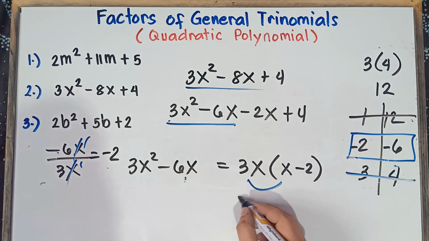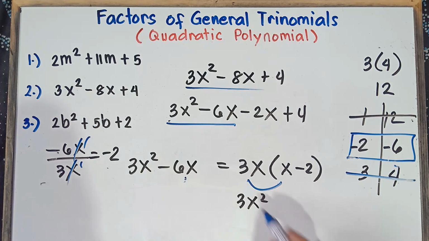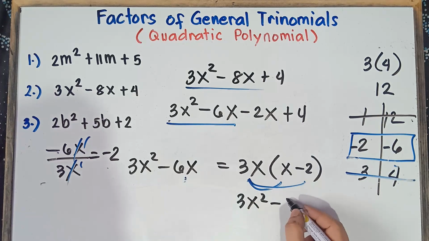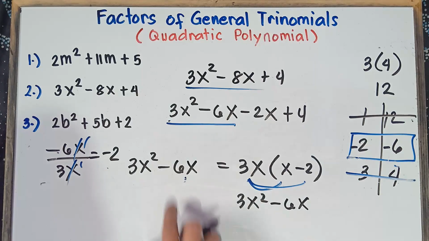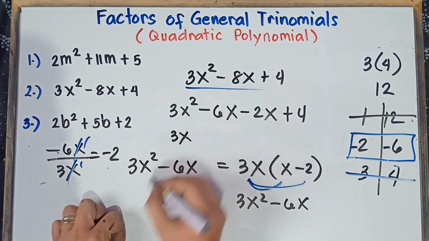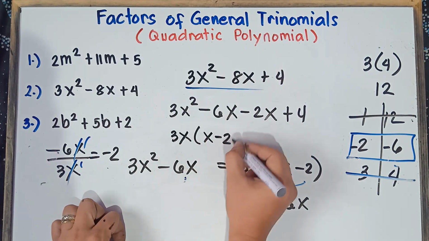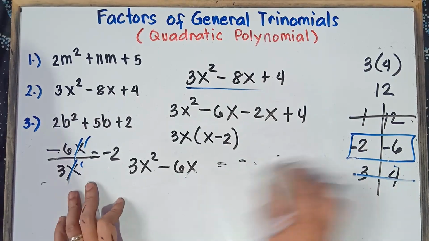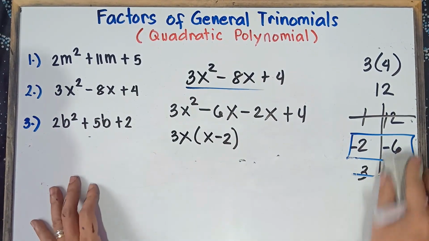3x times x is 3x squared. 3x times negative 2 is negative 6x. Yep, you will have the same answer. So this is the correct factor. We have 3x and then x minus 2. Alright, and the next step, you factor this out.